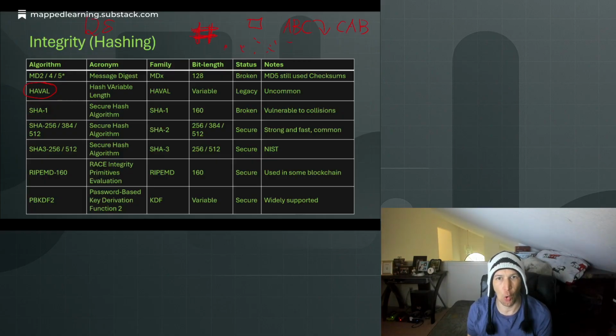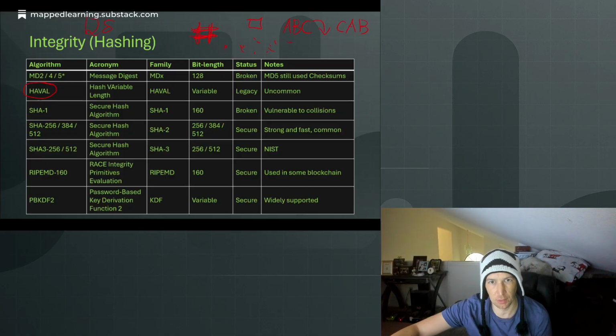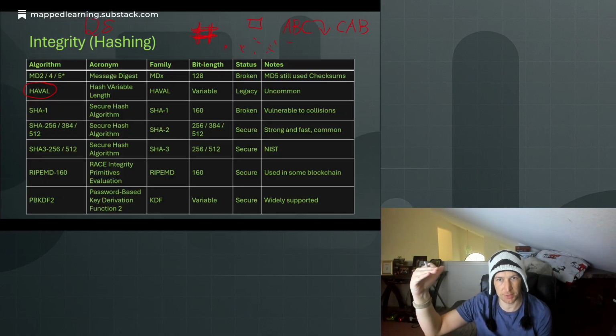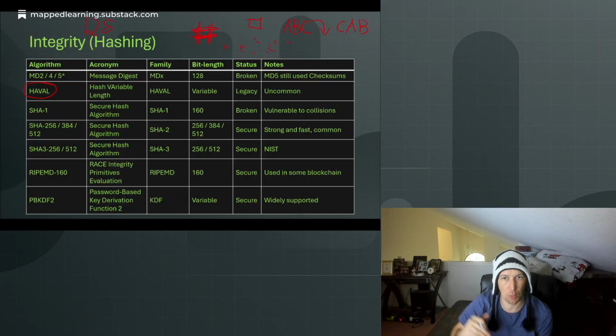So I'm not going to go over this table. You can see it on my Substack. I have it in there as a PowerPoint presentation, and you can see it on your own. And if you want to do your own research, that will help as well.